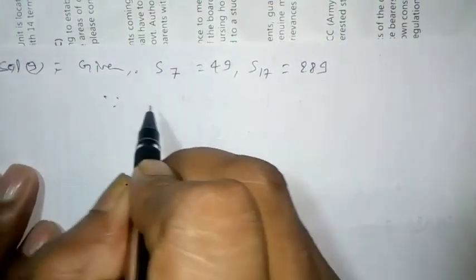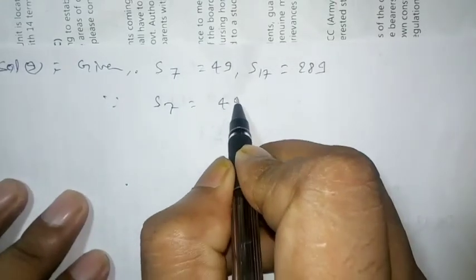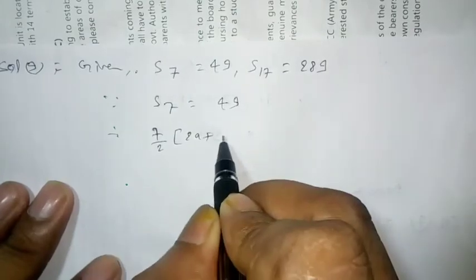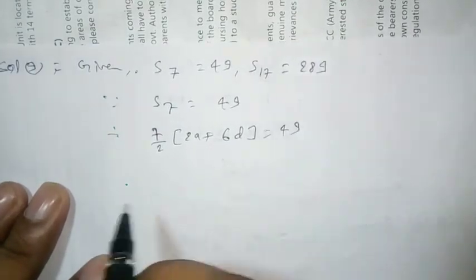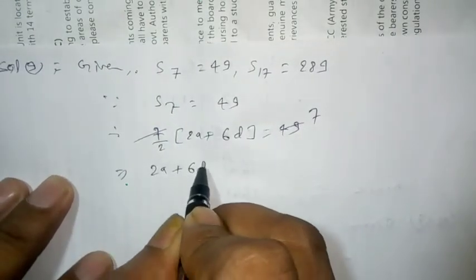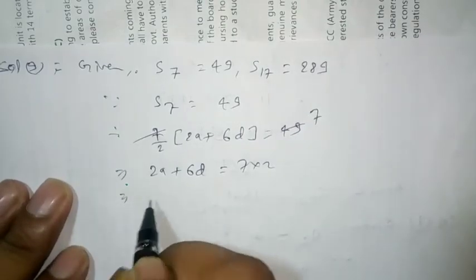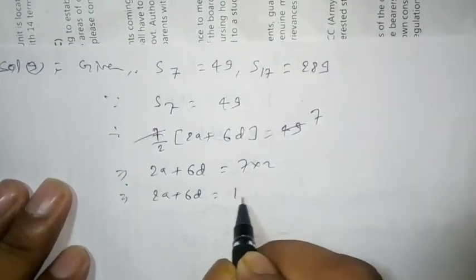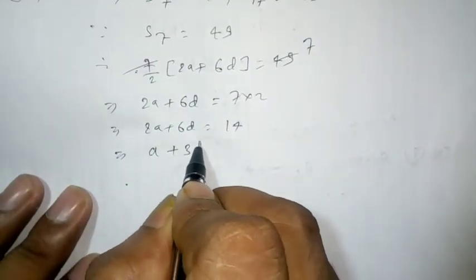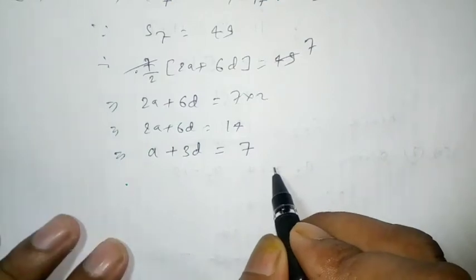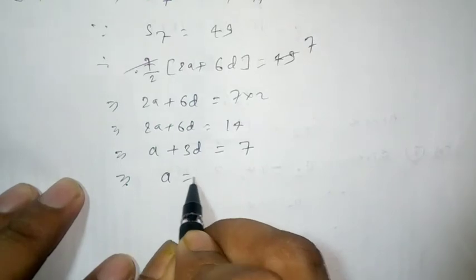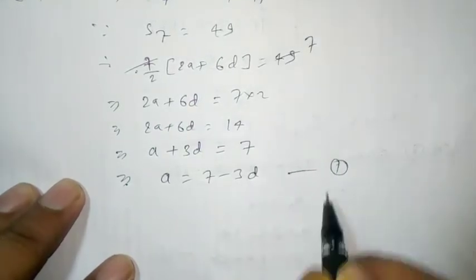Now, because S7 is equal to 49, therefore 7 by 2 into 2a plus 6d is equal to 49. 7 7s are 49. Implies 2a plus 6d is equal to 7 into 2, implies 2a plus 6d is equal to 14. Now this is divided by 2, then we get a plus 3d is equal to 7. Implies a is equal to 7 minus 3d, equation 1.